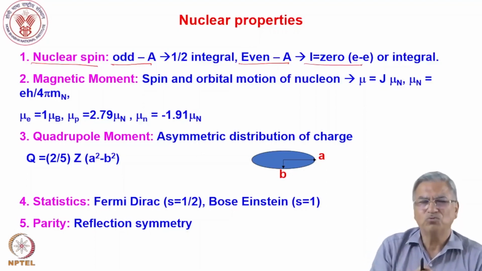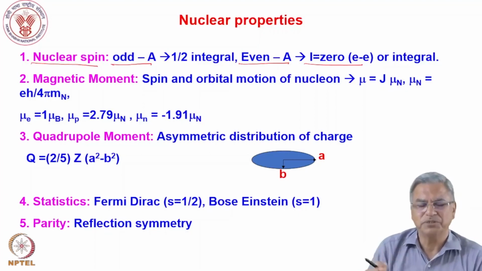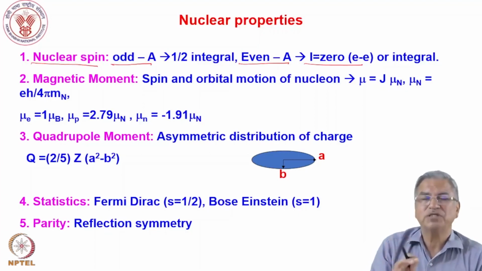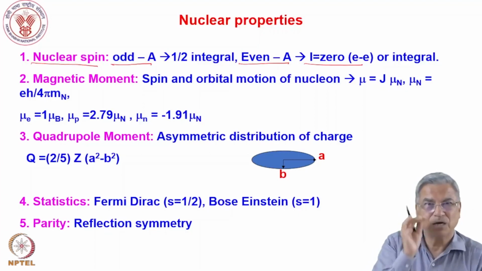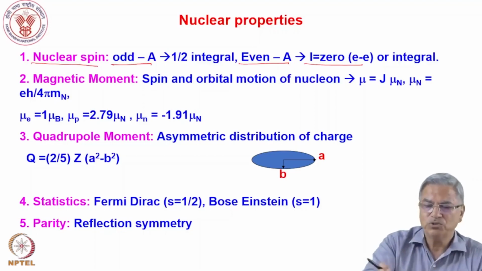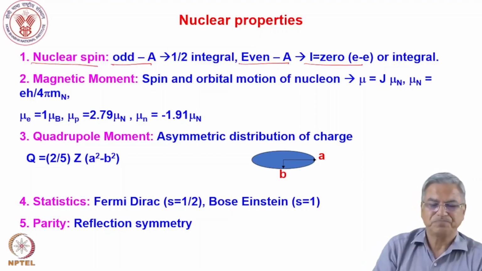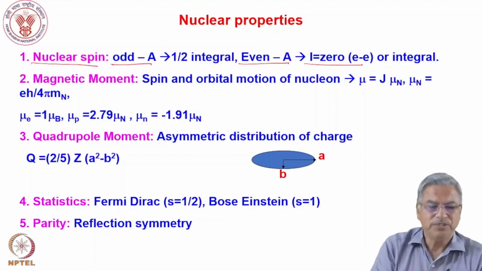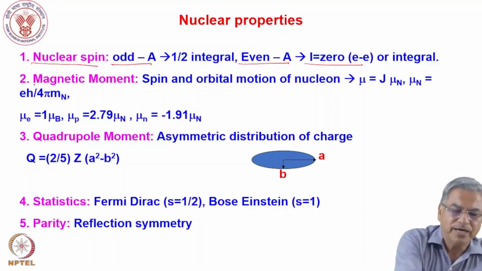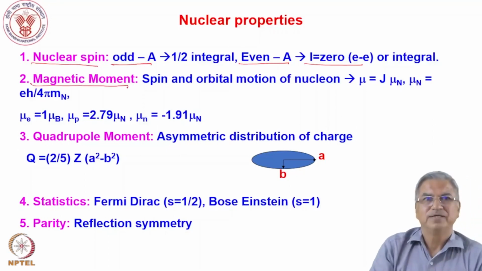If it is an odd nucleus, then I is equal to some integral. This is for the ground state of the nuclei. Ground state spin of nuclei follows this terminology. There are other properties. Nuclei have their magnetic moment, magnetic dipole moment.